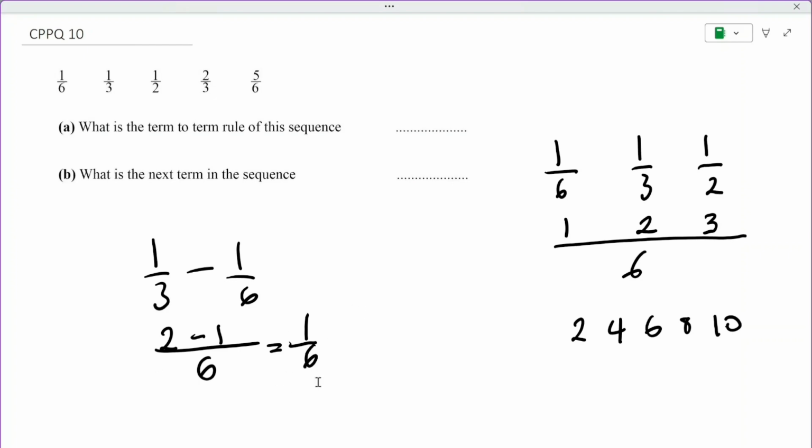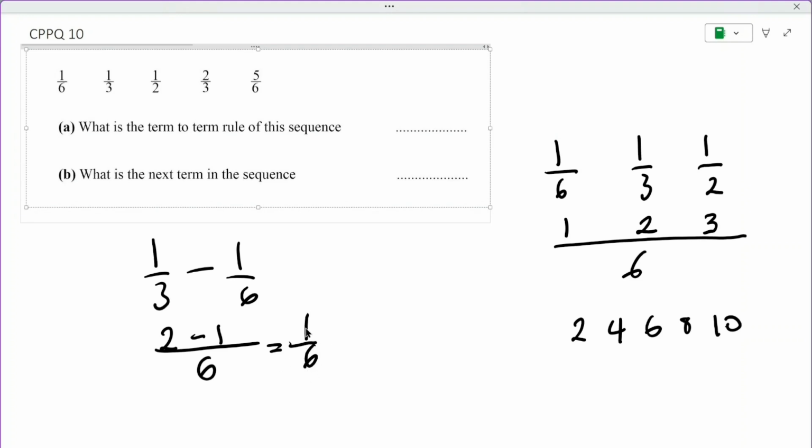So we therefore know that, just like this, we need to add the result of subtracting the first term from the second term to the first term to get the second term, and that continues. Same applies to this. Since the second term is greater than the first term, we subtract the first term from the second term to get the common difference, which is 1 over 6 in this case.